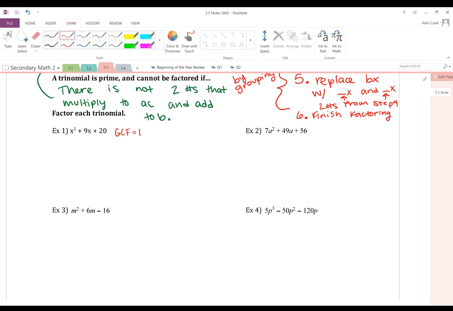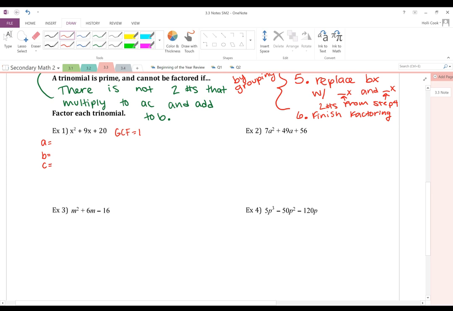They don't all have an x, so we can't pull an x out either. Now remember, when the GCF is 1, we can just move on. Okay, if it's not 1, we have to divide it and pull it out. But if it's 1 and we divide everything by 1, it stays the same. So we can move on to step 2, which is finding A, B, and C.